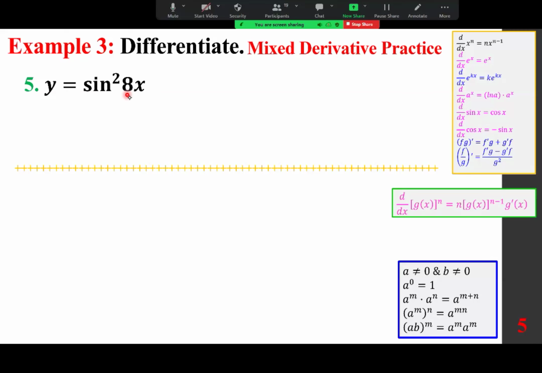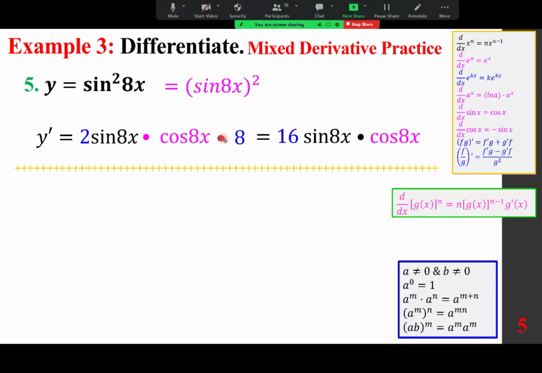Sine squared 8 to the power of x. We're going to write sine of 8x to the power of 2. It makes it easier to see that you're dealing with the extended power rule. So 2 sine 8x to the power of 1, or simply sine 8x. And now you wanted to take the derivative of sine of 8x. By now we have enough experience. The sine becomes cosine, and then 8x gives us 8. Put them together, 16 sine 8x cosine 8x.